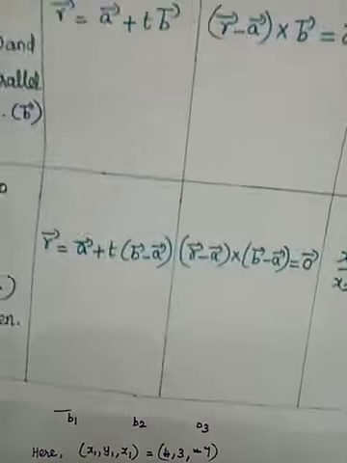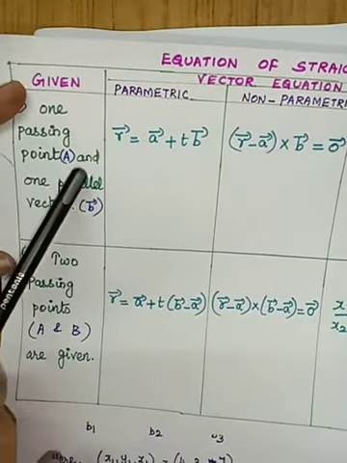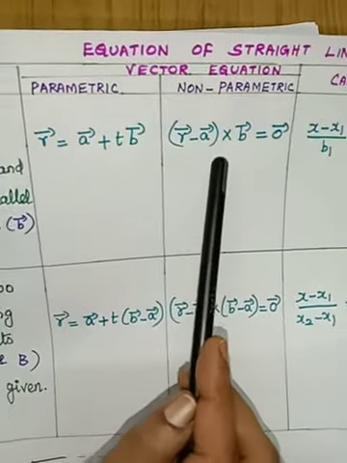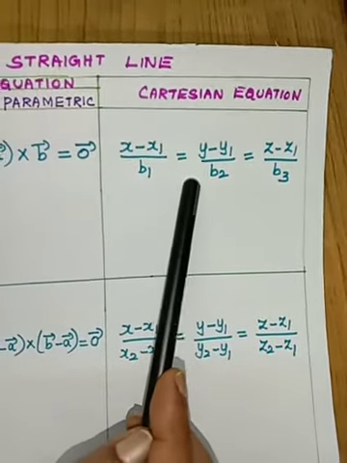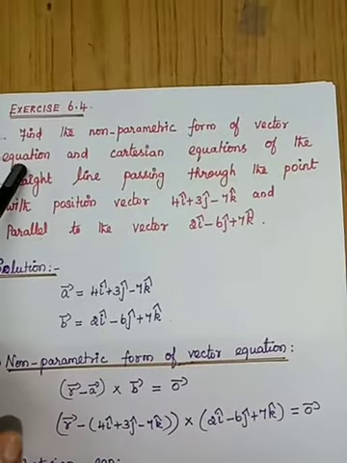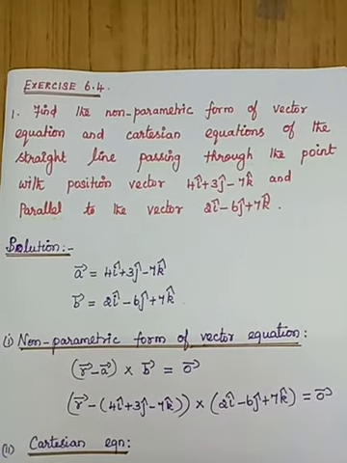In yesterday's class we discussed this condition: one passing point and one parallel vector. The passing point is taken as A, whose position vector is the A vector, and the parallel vector is taken as the B vector. So the parametric equation is this, this is the non-parametric equation, and here you will have the Cartesian equation. In your problem, what is asked? The non-parametric form of vector equation. They didn't ask for the parametric form, only the non-parametric form.